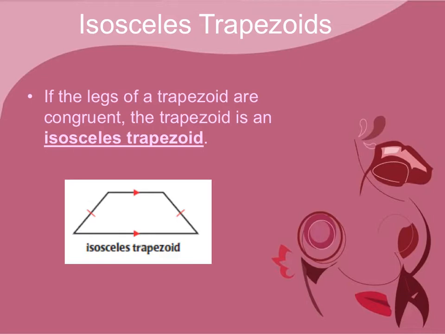Okay, now we've got an isosceles trapezoid, and this is going to be the one we're going to deal with a lot. If the legs of a trapezoid are congruent, like they are in this picture, the trapezoid is an isosceles trapezoid. So when we're talking about trapezoids, we know that all of them have one pair of parallel sides, but this one has one pair of parallel sides and a pair of congruent legs as well. Now, not every trapezoid has that. This is a special kind. It looks almost like an isosceles triangle if we would draw the top on it, but this is an isosceles trapezoid.